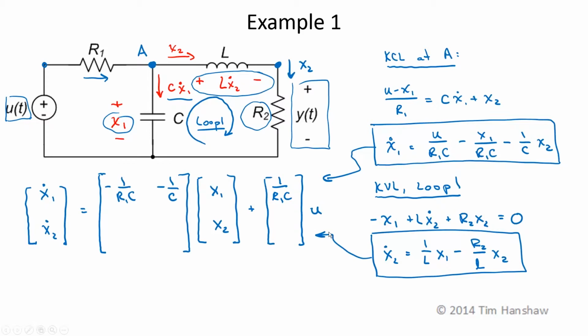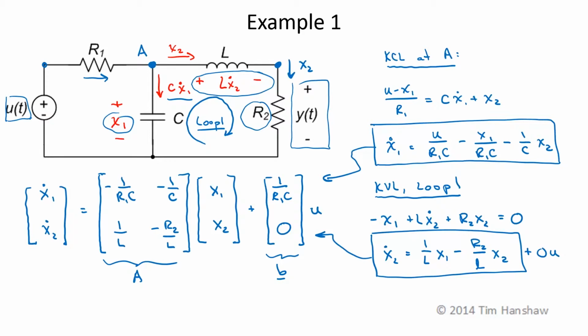My second equation is x2 dot is equal to 1 over L times x1 minus R2 over L times x2. There's no u term, so I can multiply by a 0 to get that. So 1 over L times x1 minus R2 over L times x2 plus 0 times u. This is my A matrix, and this is going to be my B vector.